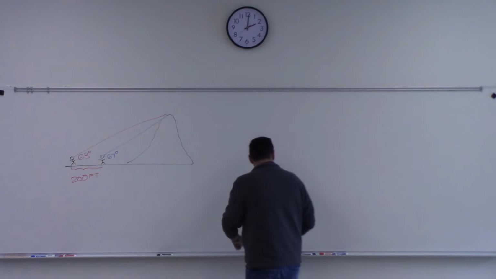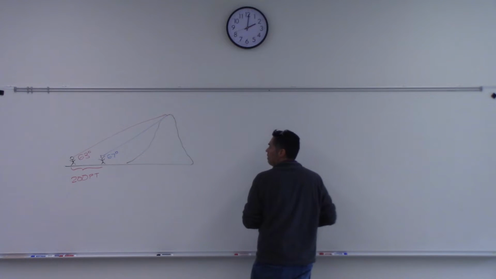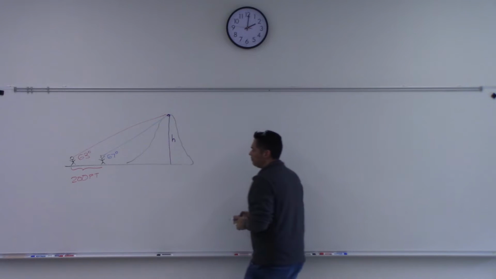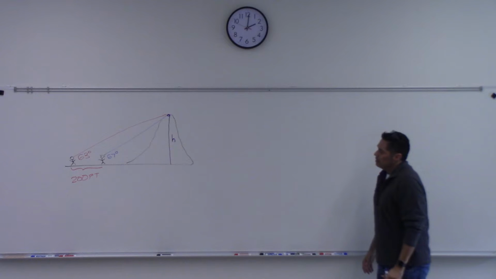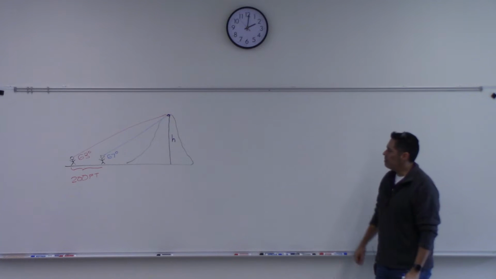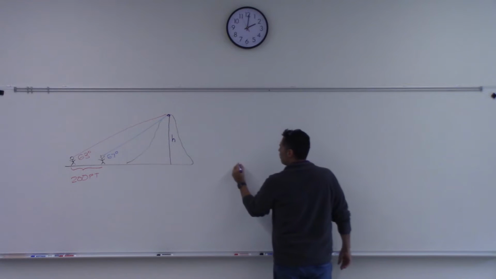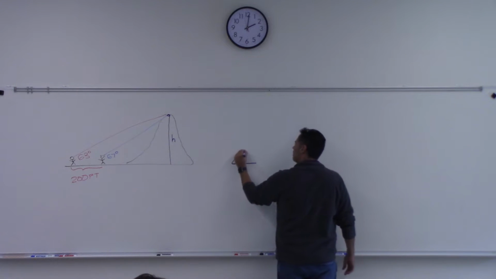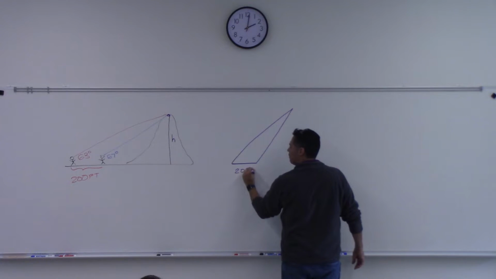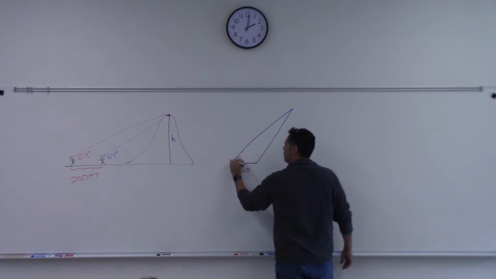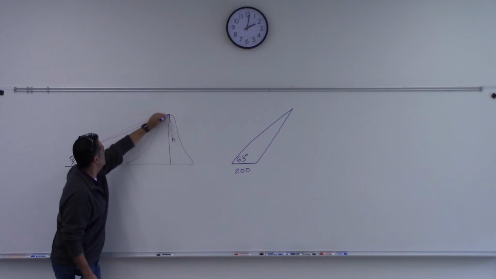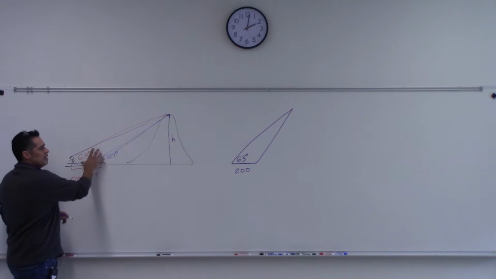And what we wanted to know was the height of the mountain, right? So I wanted to know what this h was. That's all I gave you, right? That's it. So we drew a triangle that looked like this. This was 200, and this angle here was 63 degrees. So we're picking up this triangle right here, like that. That is that picture.